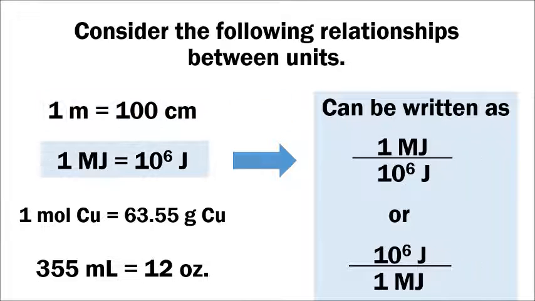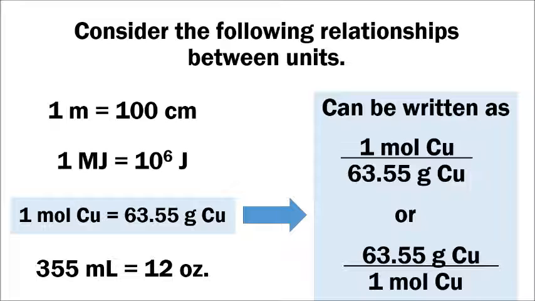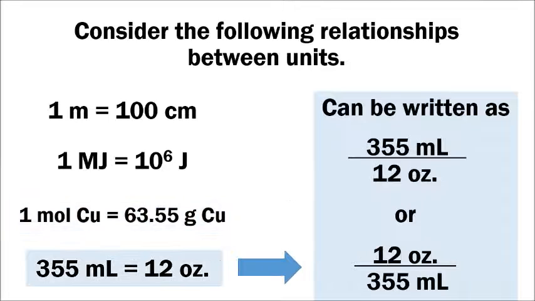In a similar way, you could have 1 megajoule over 1,000,000 joules, or you could write that same conversion factor upside down. You could have 1 mole of copper on top and 63.55 grams of copper on the bottom, or you could flip that upside down. You could put 355 milliliters on the top and 12 ounces on the bottom, or you could have it the other way around. So now let's talk about conversion factors and how they're used with specific examples of problems.